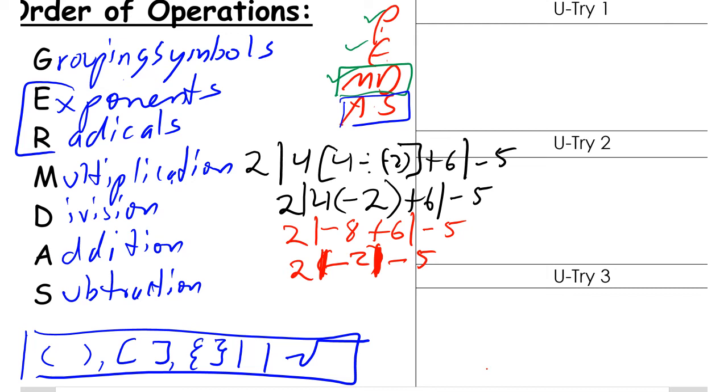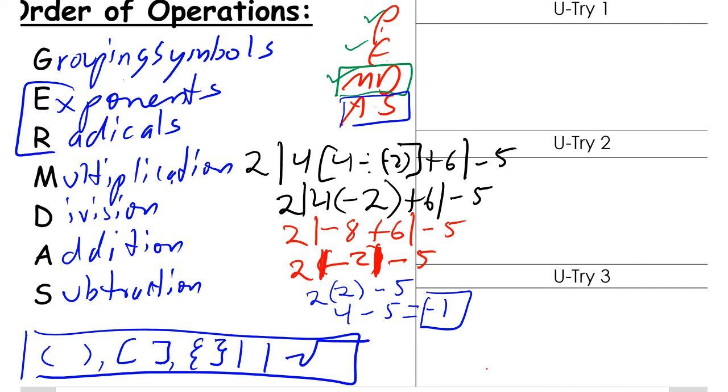Absolute value is asking a question. How far am I from 0? -2 is 2 units away from 0. So when I take the absolute value of -2, I get 2. And I bring down everything else. 2 times 2 is 4. 4 minus 5 is -1. So that's my final answer. Simplifying using order of operations.